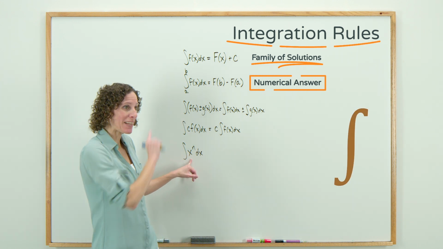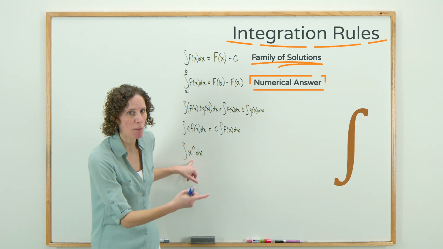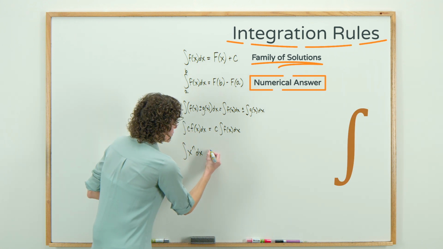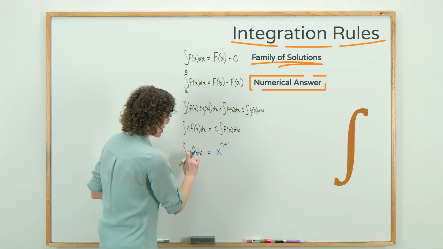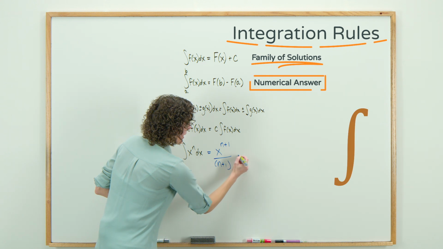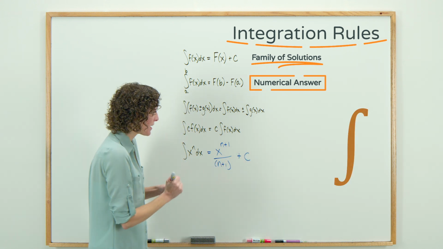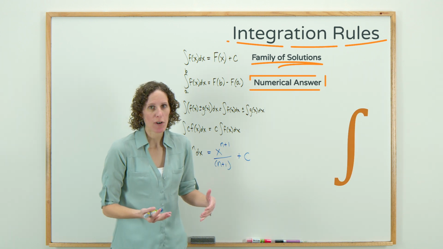Instead of bringing the exponent down and decreasing the exponent by 1, we're going to increase the exponent by 1 and then divide. So this becomes our new amazing rule. We're going to increase that exponent by 1 and divide by that quantity. I'm going to add that plus c because it's an indefinite integral, or the antiderivative, for a family of graphs.